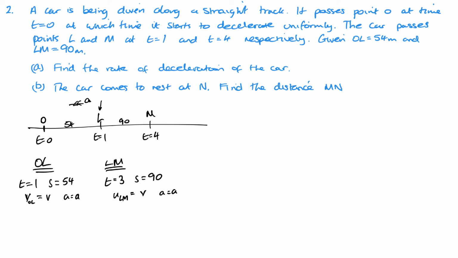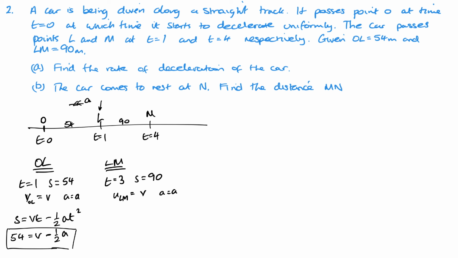So for the first one, we got S, T, V, and A. So I'm going to use S equals VT minus a half AT squared. So 54 equals VT minus a half AT squared. And T is 1, isn't it? So let's get rid of that. So it's actually going to be V minus a half A. So there is one equation.